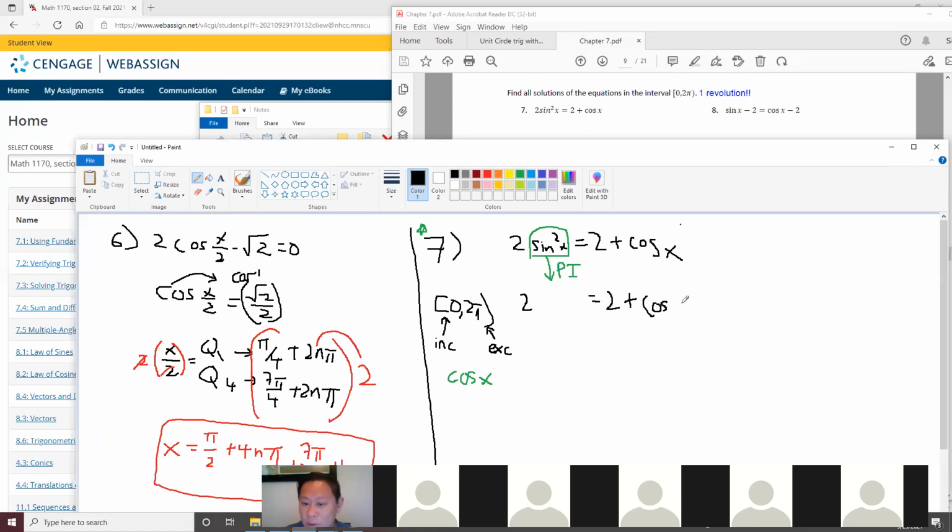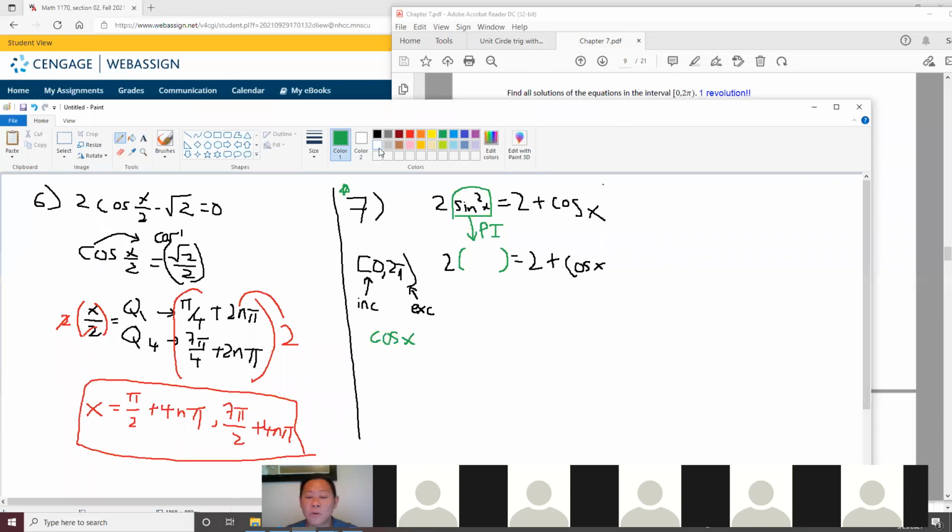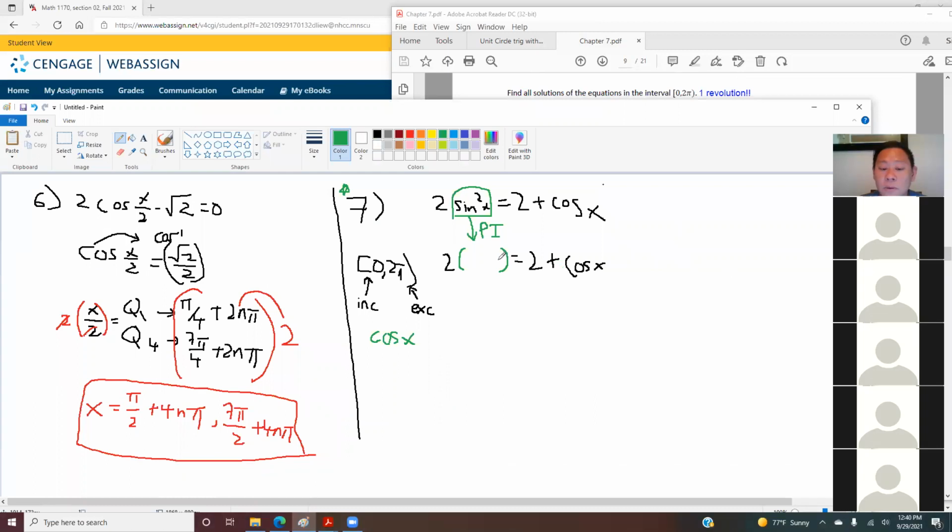So can someone tell me what is sine square x using the Pythagorean identity? We need parentheses. Anyone? What is sine square x? Cosine square. What cosine? Yep. Cosine square minus 1. Is that cosine square minus 1 or 1 minus cosine square? Is this two the same or different? 1 minus cosine square. Yes, don't forget cosine square minus 1 and 1 minus cosine square are two different things.